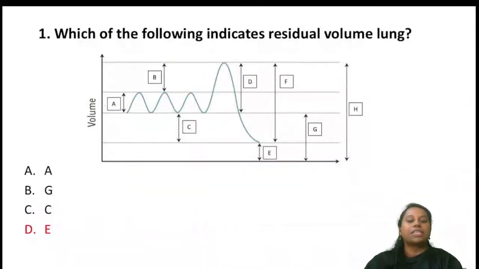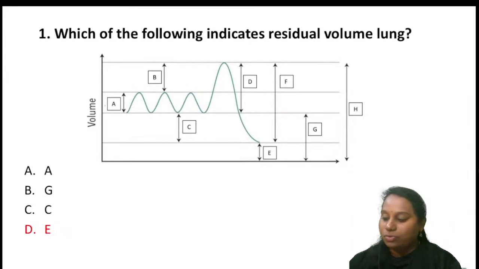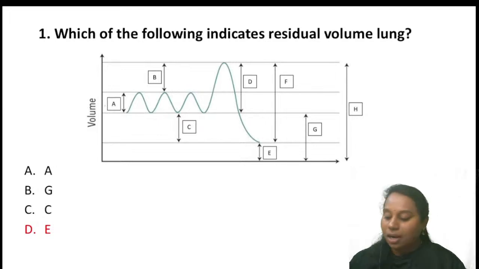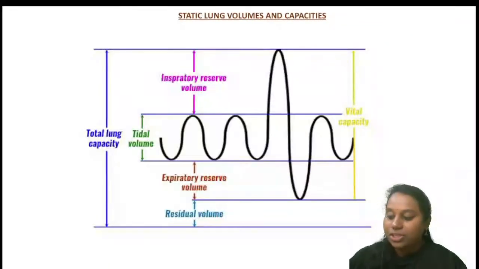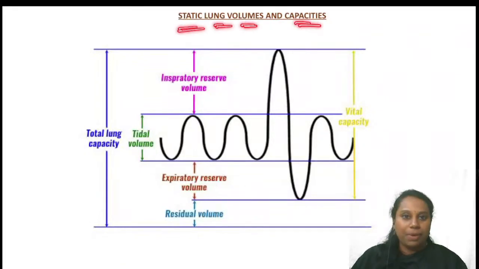So let's start discussing the first question. Which of the following indicates residual volume of the lung? I think it was also a repeat question. This graph is a very important graph. Questions are repeatedly asked from this graph. So this is a graph which gives us information about static lung volumes and capacities.